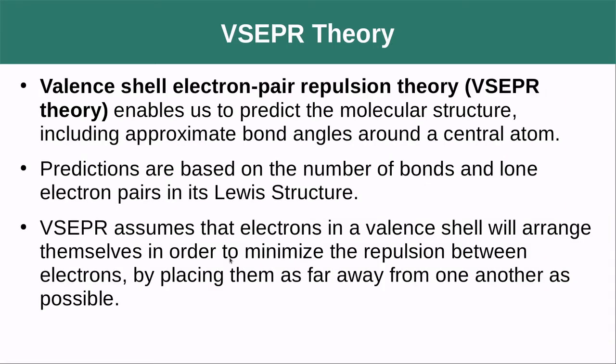Valence shell electron-pair repulsion theory, VSEPR theory, enables us to predict the molecular structure, including approximate bond angles around a central atom. Predictions are based on the number of bonds and lone electron pairs in its Lewis structure. VSEPR assumes that electrons in a valence shell will arrange themselves in order to minimize the repulsion between electrons. And it does that by putting them as far away from one another as possible.